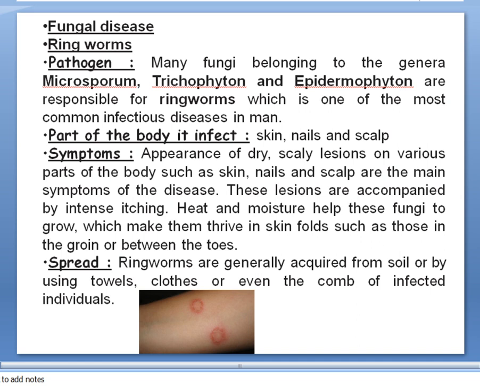Now which part of the body will mainly get infected? The skin, nail and scalp. These are the three important parts which get affected by ringworm. What are the symptoms? Here you are seeing the image. The part which gets infected by ringworm will become dry. It will become scaly and a little bit rough. And mainly here we will see intense itching.